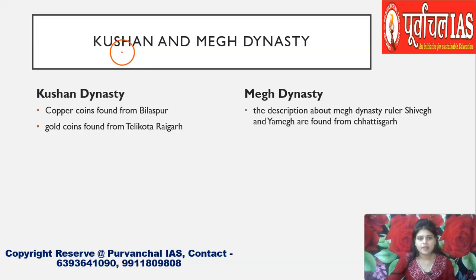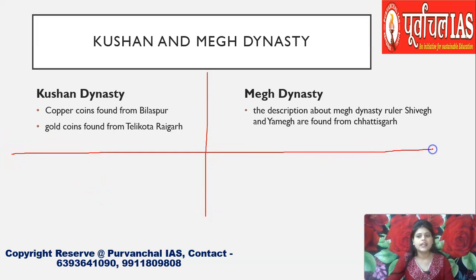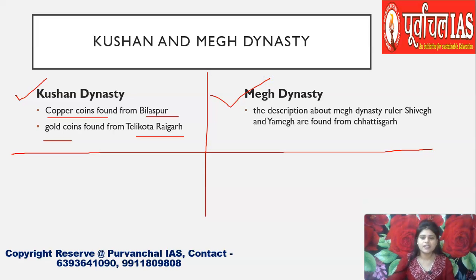After the Satvahana came the Kushan and Megh dynasty. Although we do not find many evidences from these dynasties in Chhattisgarh, there are still certain things that you are supposed to know. As far as the Kushan dynasty is concerned, we get copper coins of Kushan from Bilaspur and gold coins from Telikot, Raigarh. I hope you know that the Kushans were the ones who issued gold coins in larger numbers, and some of their gold coins are found from Telikot, Raigarh. For the Megh dynasty, as such, we do not find any coins or inscriptions or anything of that sort. But yes, we do find the description of some of the rulers, Shiveg and Yameg, found from Chhattisgarh. It is said like that. And what is found is not known actually.